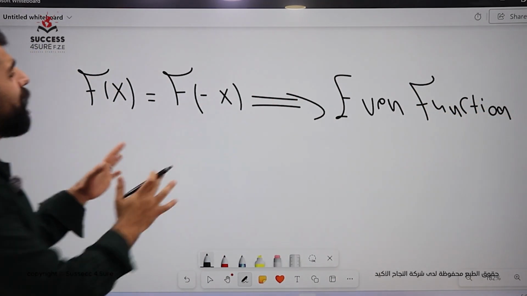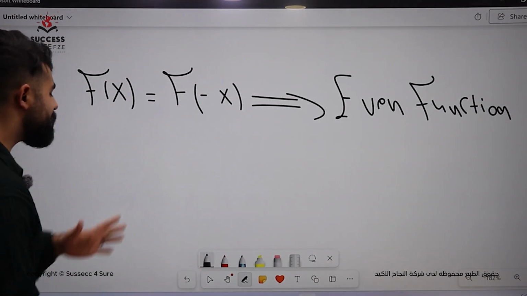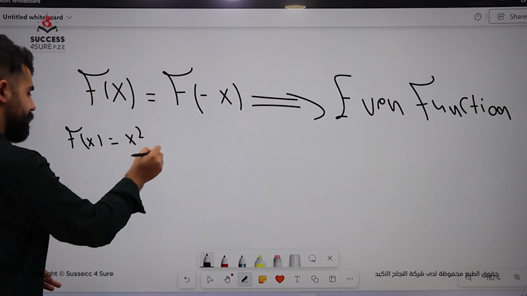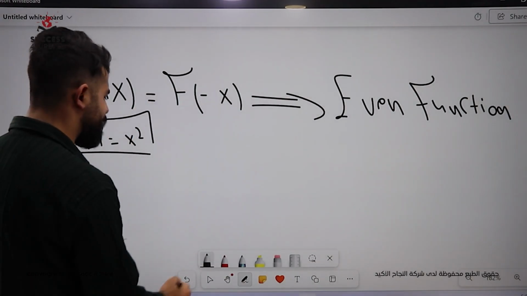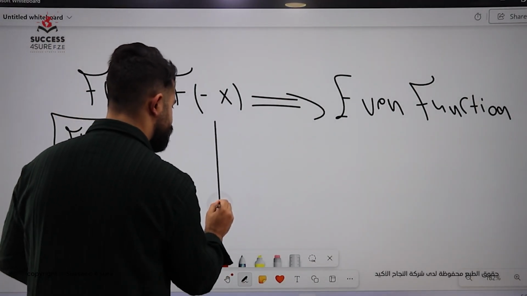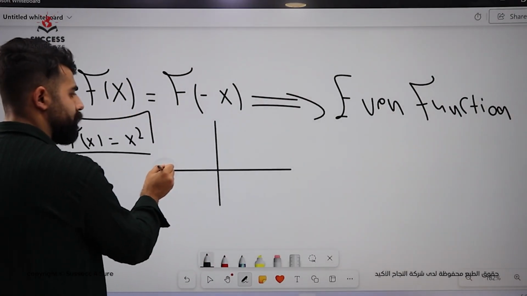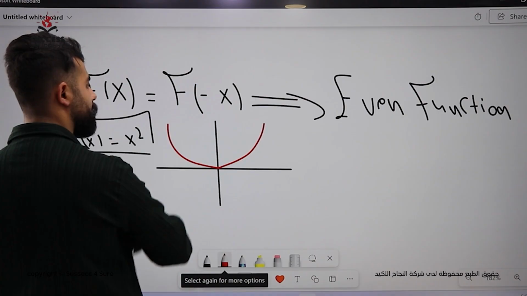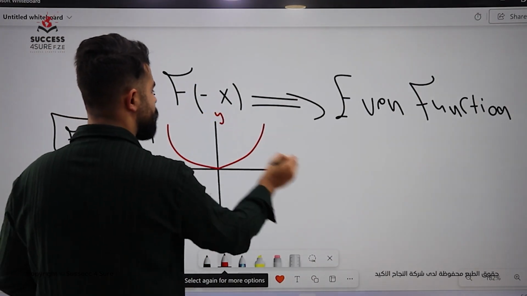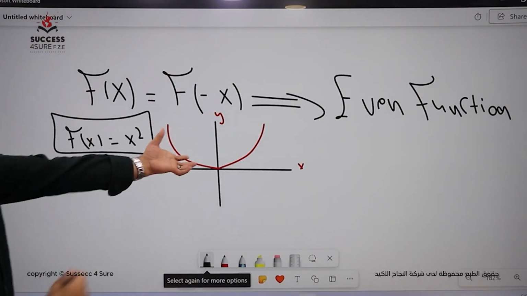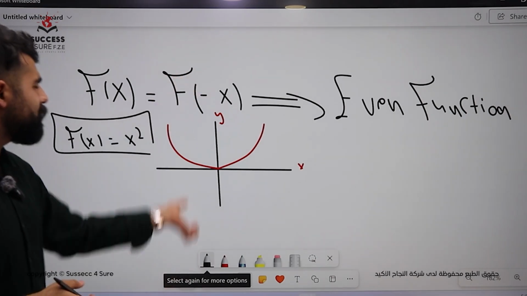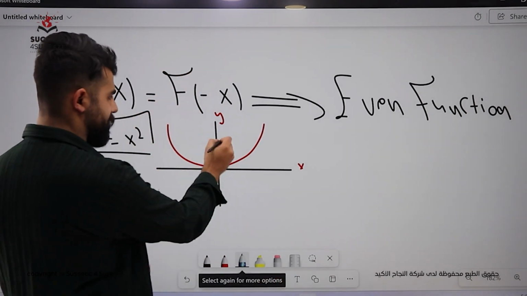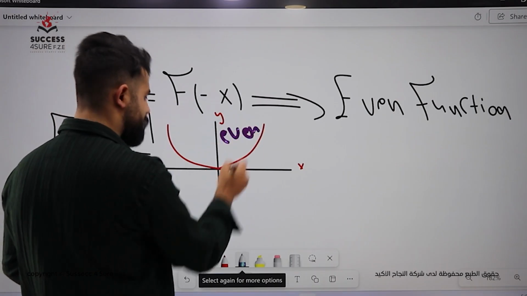Now, let's try to use this rule. Assume we have the function f of x equals x squared. The graph of f of x equals x squared looks like this. It's that U-shape starting from the origin. This is the y-axis and this is the x-axis. In this graph, you can see that the y-axis acts as a mirror, so it is an even function, okay?